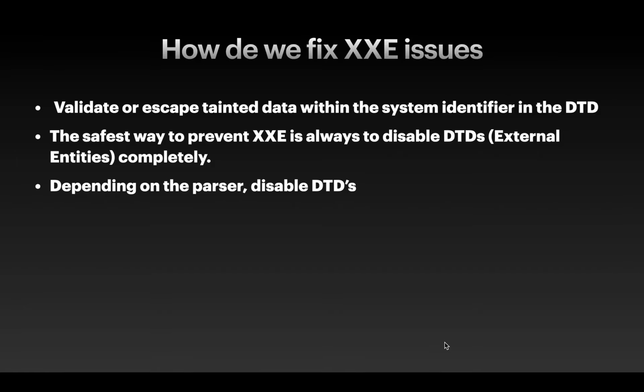How do we fix XXE issues? The first thing is to validate or escape the data within the system identifier in the DTD. Basically, when any input is going to an XML parser, validate or escape the input. The safest way to prevent XXE is always to disable DTDs, which means disabling external entities completely. Do not parse any external entities. Depending on the parsers, you can disable DTDs.